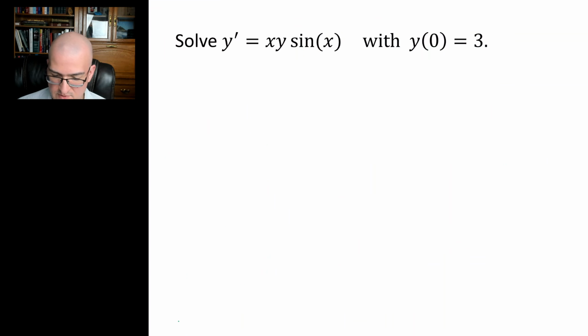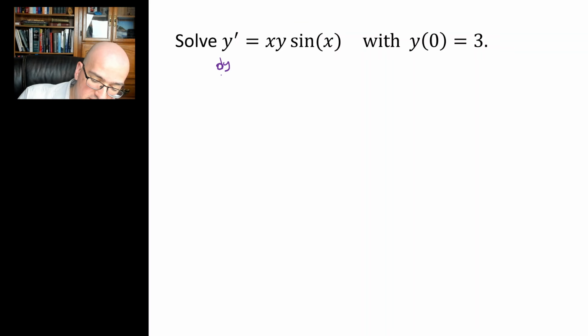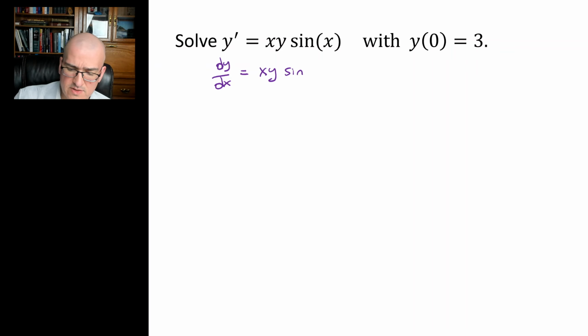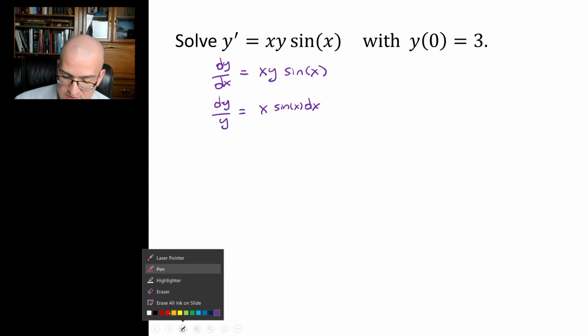Okay, here's another one. This time it says y prime. So my first step is I'm going to rewrite it as dy by dx. Recognizing that if we're going to treat this as a separable differential equation, I have to be able to separate out the differential. So let's get the y down on the other side. dy over y is equal to x sine of x times dx. Now we're going to integrate both sides.